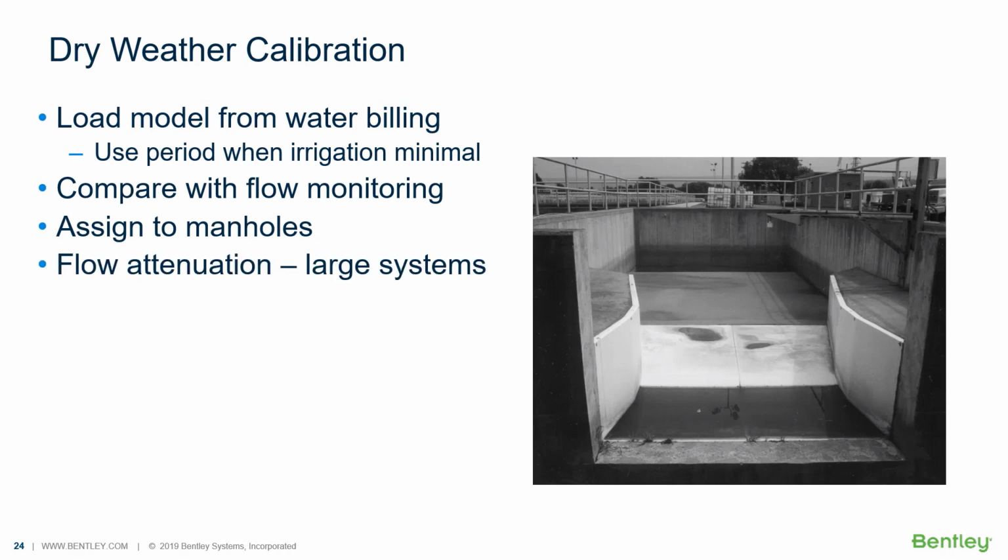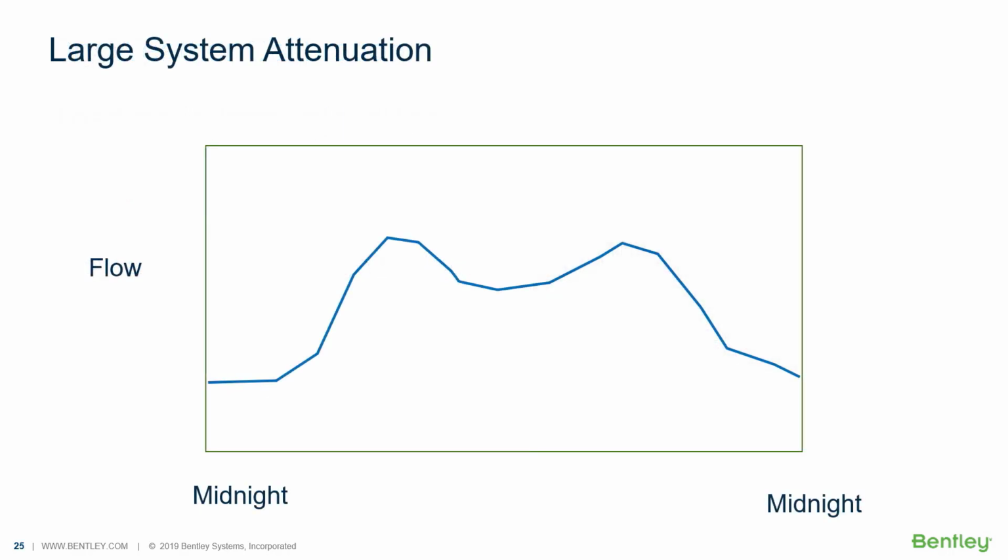And so you compare this with the flows you're measuring, and it's just a matter of making sure you assign them to the right manholes. What you'll find, however, is that sometimes flow attenuation effects can make things a little bit weird. By that I mean this might be a typical water use pattern in a sanitary sewer or a combined sewer system in dry weather. You have a morning peak and an afternoon peak, and they go down at night.